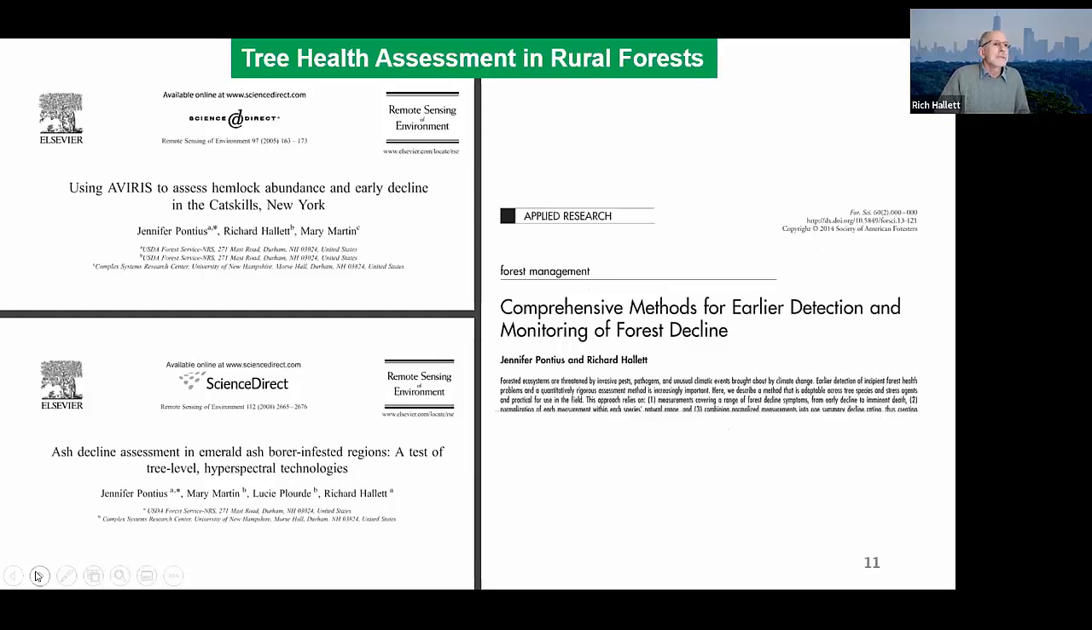And then in 2002, emerald ash borer was detected, and we shifted our focus into using these hyperspectral technologies to map the front of early infestation of EAB. From this, we wrote a paper talking about how other people could adopt these methods for earlier detection of monitoring forest decline, because of course we recognized that these two pests were not the only pests that we would face in this country. We move to the next slide.